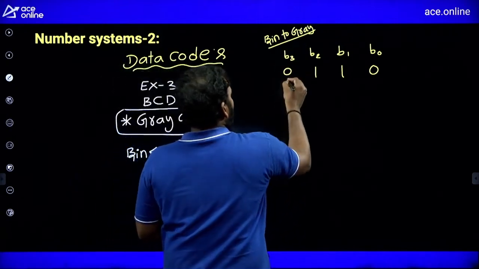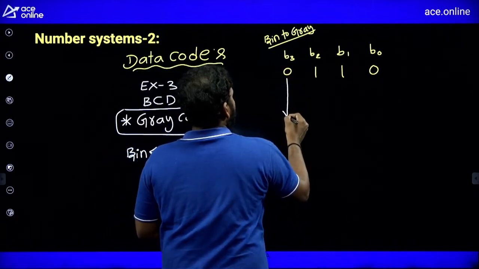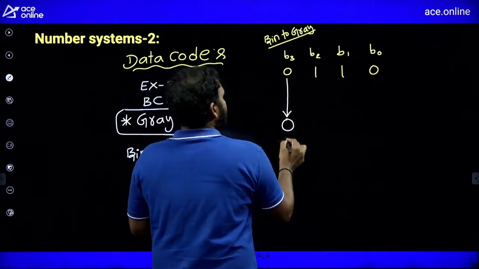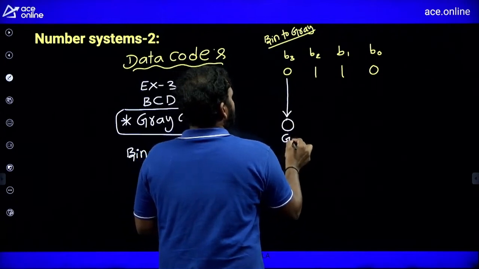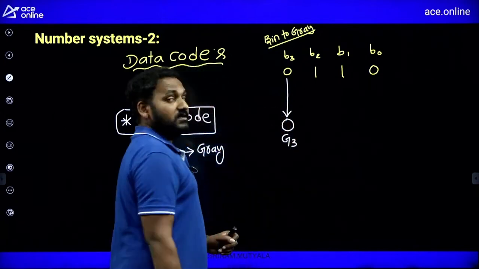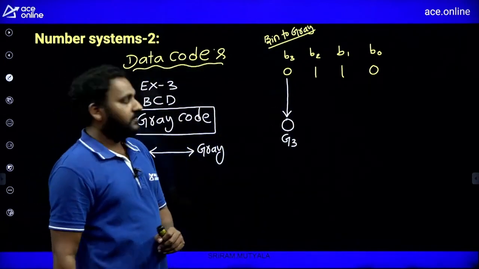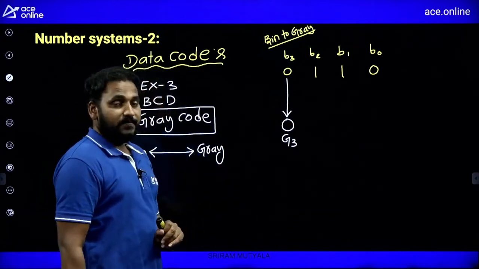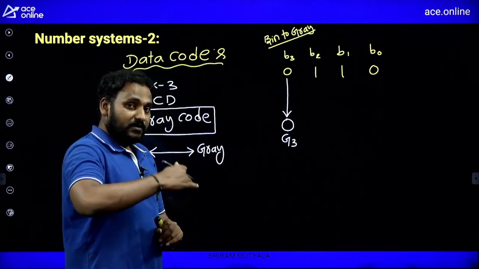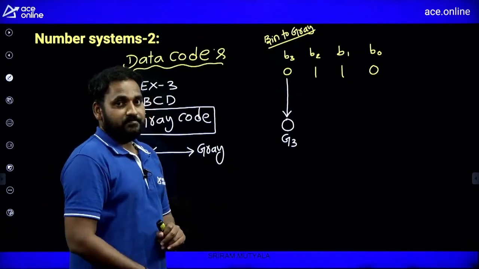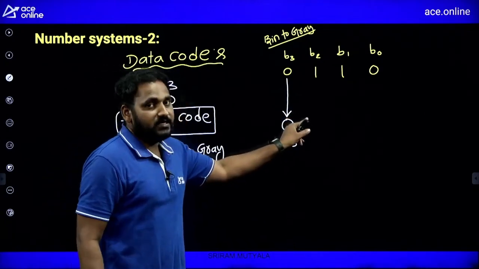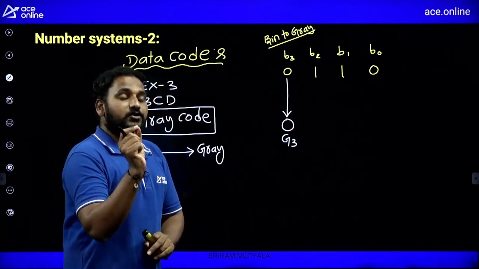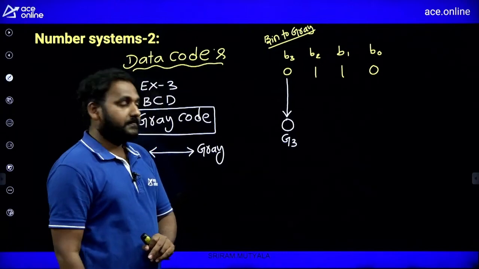You can directly copy the MSB bit. What is the MSB bit? 0. This is going to be the G3 MSB bit in the grey. Capital letter, small letter, no matter, no problem. Next, add every consecutive bits to produce the next bit in the grey. But remember, if you find any carry, please ignore the carry.